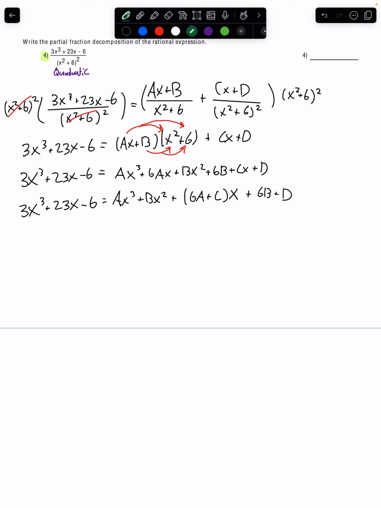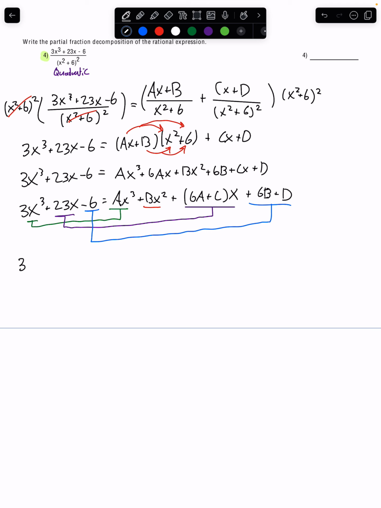Now looking at this, we can match up each piece. The bx squared doesn't have any piece, so that would just be equal to 0. Now, looking at this, we see the ax cubed is just going to be 3 equal to a, so we found that piece. B doesn't have any piece it connects to, so we can say 0 is b.